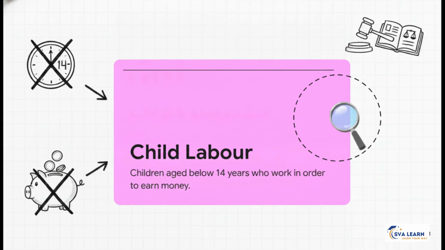You've got to lock this specific constitutional definition into your brain. Child labor is specifically when children aged below 14 years work in order to earn money. Below 14 and earn money, those are your two magic keywords. Stick them in your answer and boom, full points.